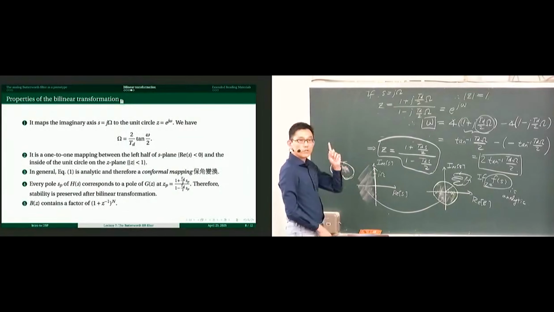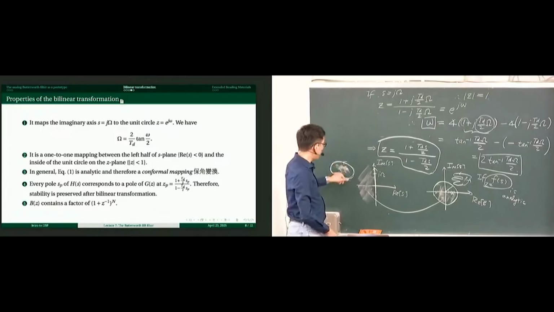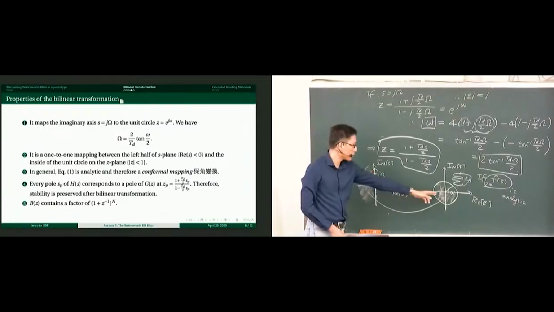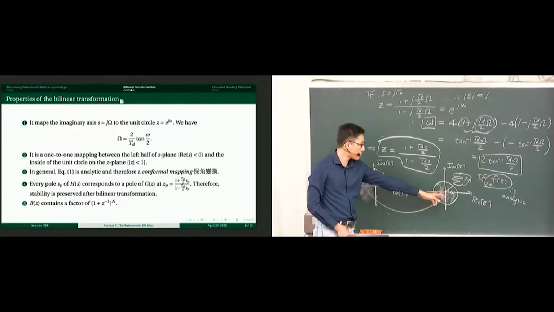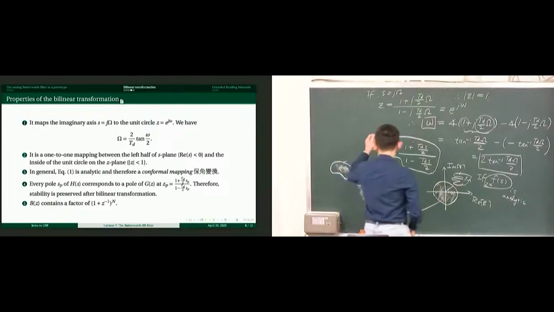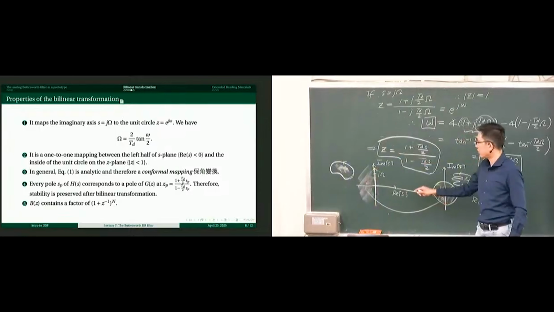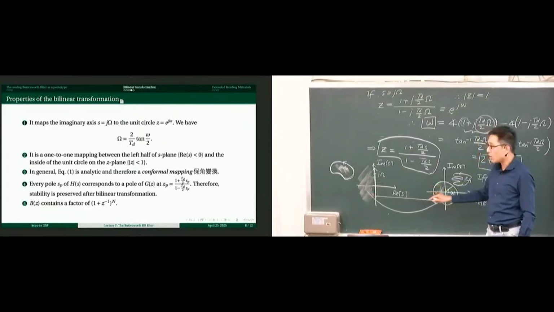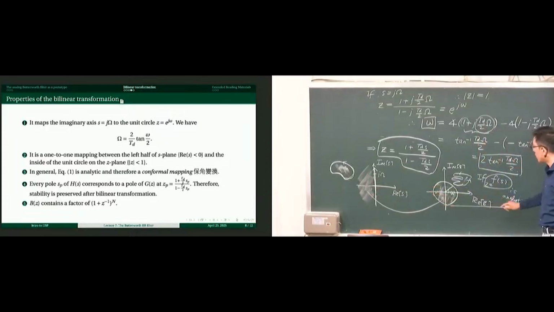So I want to invite you to think, but now this is not a closed contour, right? The imaginary axis is an infinitely long line. But let's apply this property: what's on the left-hand side should still be on the left-hand side after the transformation. So the left-hand side of the imaginary axis obviously should be the left half plane. But how about the left-hand side of this contour?